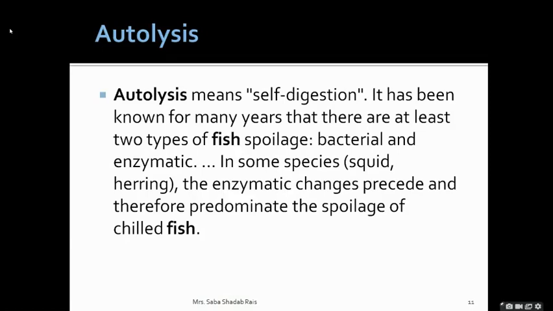Bacterial activity starts the decomposition. Now what happens exactly, what would be the stages? First the protein will break down. Now the protein will break down, so what will be produced?